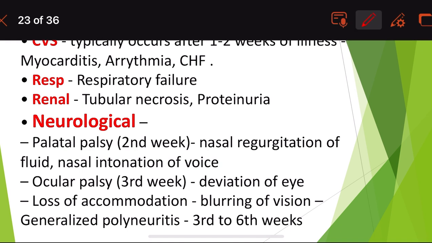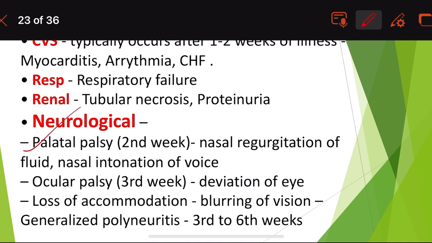Neurological complications are very important to remember. Myocarditis, arrhythmia, chronic heart failure. In the respiratory system, respiratory failure. In the kidneys, it will cause tubular necrosis and proteinuria. In the neurological system, it will cause palatal palsy and ocular palsy.